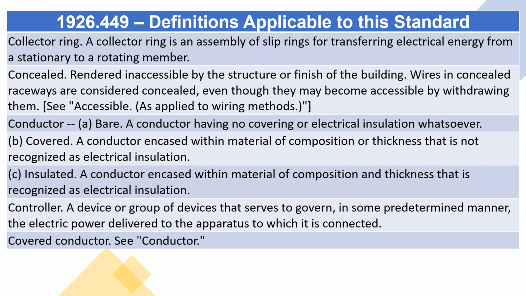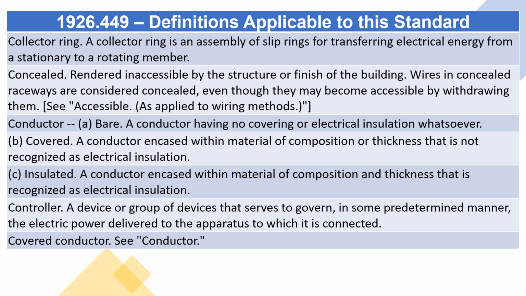Wires in concealed raceways are considered concealed, even though they may become accessible by withdrawing them. See accessible. As applied to wiring methods. Conductor. A. Bare. A conductor having no covering or electrical insulation whatsoever. B. Covered. A conductor encased within material of composition or thickness that is not recognized as electrical insulation. C. Insulated. A conductor encased within material of composition and thickness that is recognized as electrical insulation.